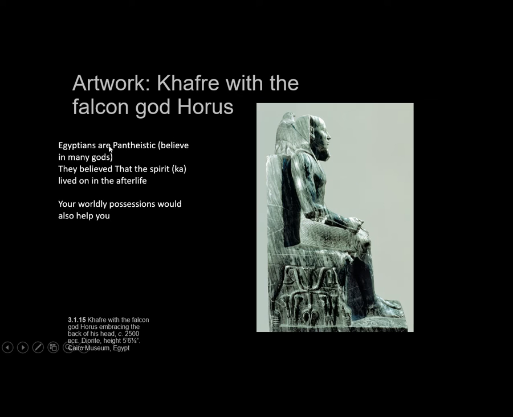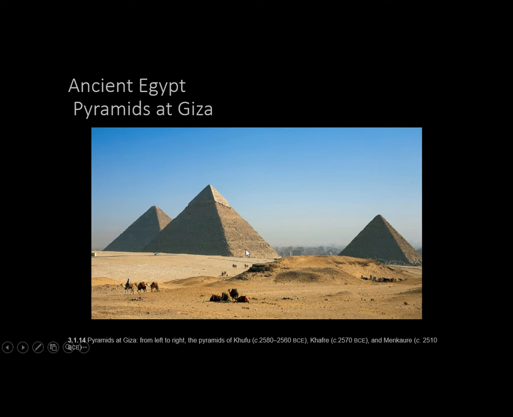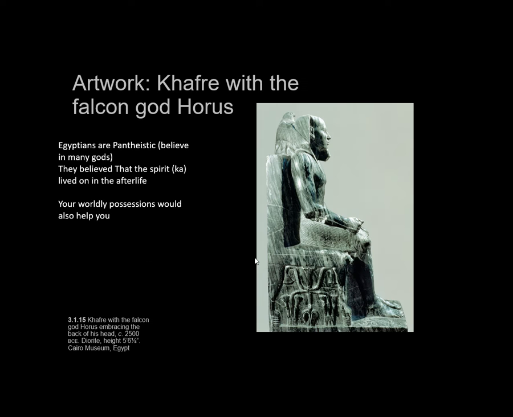The Egyptians are pantheistic, which means they believe in many gods, and they have like the god Horus, they have the sun god Re, they have a god for almost everything that happens in the natural world. And then they believe that their spirit, called the Ka, would live on in the afterlife, and you could take your worldly possessions with you. They could help you in the afterlife. And that is why you need something like this if you have a lot of treasures, right? So all this because one person wants to live in the afterlife as well as they lived in their real life.